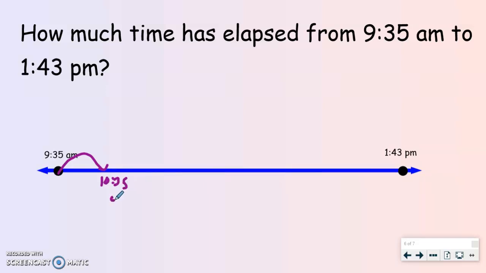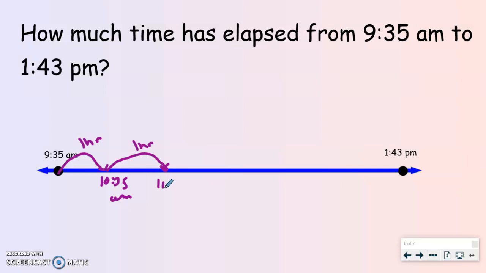Okay, I'm still in the AM. Sorry, it's very, very bad. And so that's 1 hour. Okay, I need to get all the way to 1:43. So I'm going to do another jump of 1 hour. Again, it does not have to be perfect. As long as you have enough room to write in your number line, you're good.